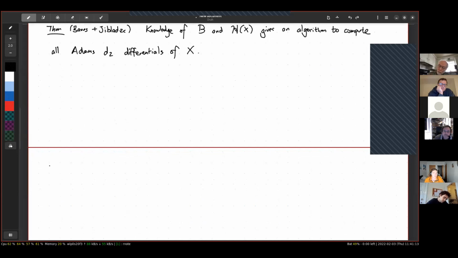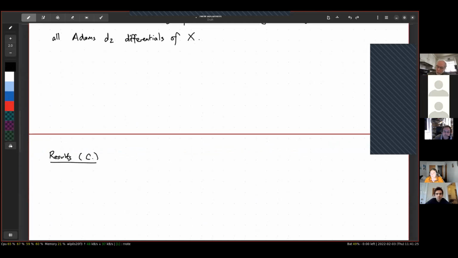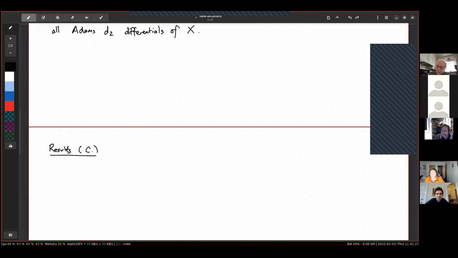So these are the results. The plan is that this will be on the arXiv in a month or so. I've been saying that since November, so let's see how this goes. Some of this is already on the arXiv.